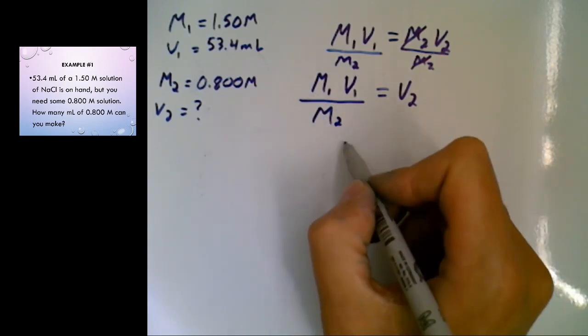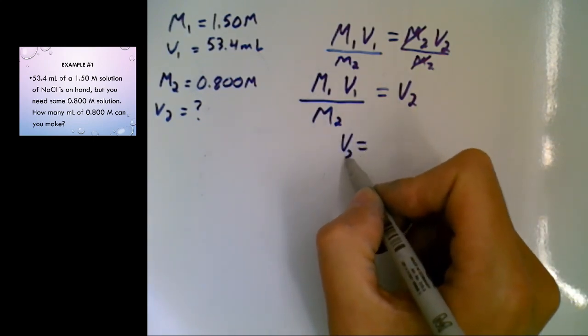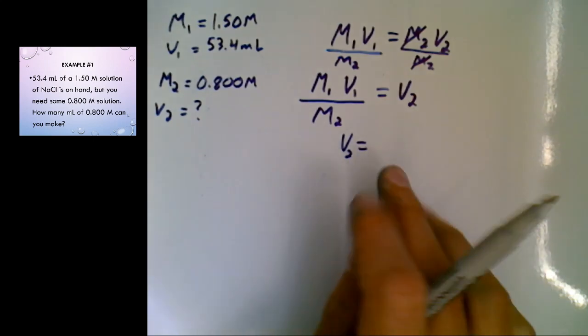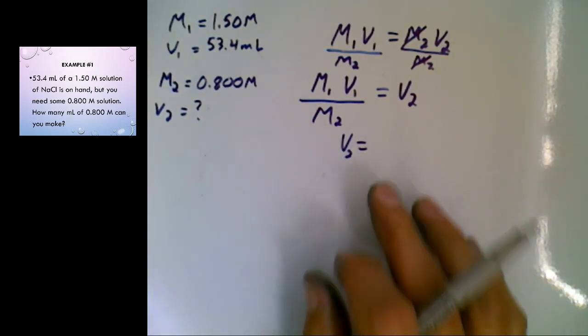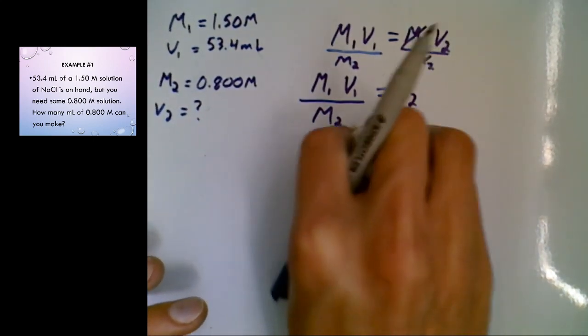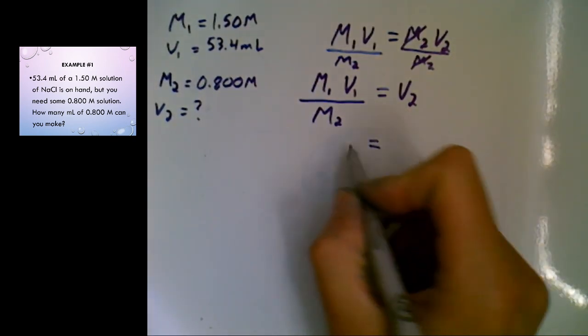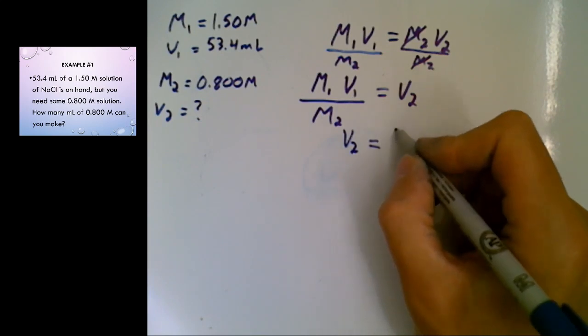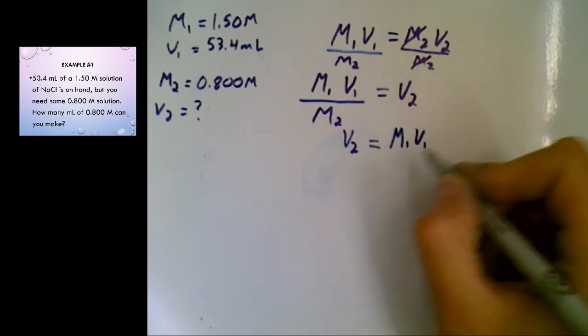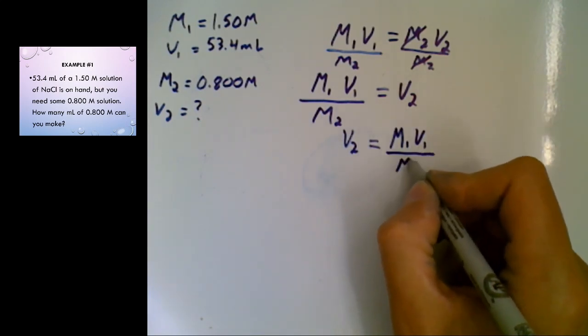Now, I'm going to move this around because it's just a particular habit of mine. I like to make sure that I am working on the same side. I also have another particular habit. I always like to keep my equal signs in a line. So V2 is going to be M1 V1 divided by M2.